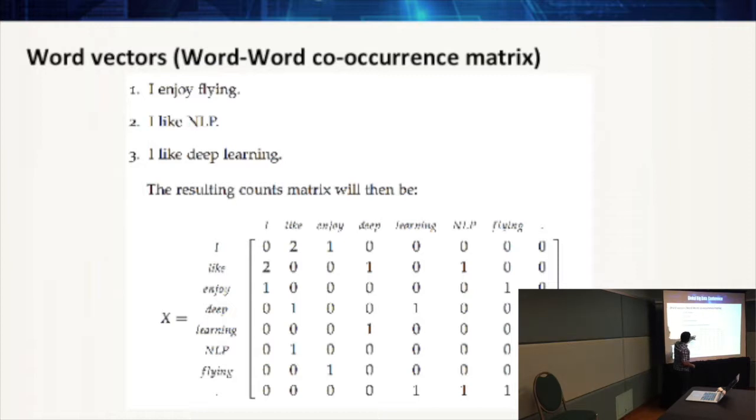How many times does like appear right next to I? 2 times. So you put a number 2. How many times does learning appear right next to I? 0. And for example, let's say, how many times does like appear right next to like? 0. But how many times does like appear next to deep? Then there's 1. So you keep on filling up this matrix.